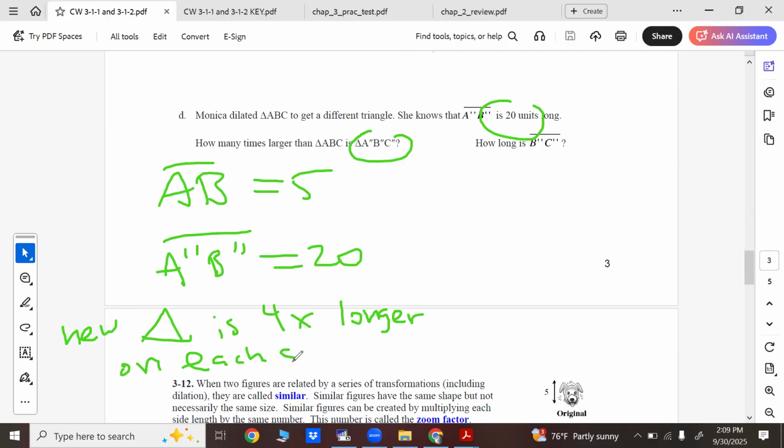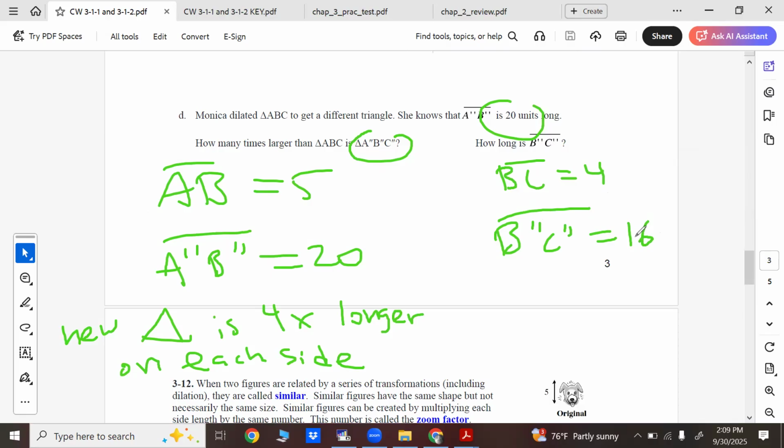Because you have to maintain that ratio. So how long would B double prime C double prime be? Well, BC right now is 4. To be 16. You got it. Yes. Good work. Correct. 16.